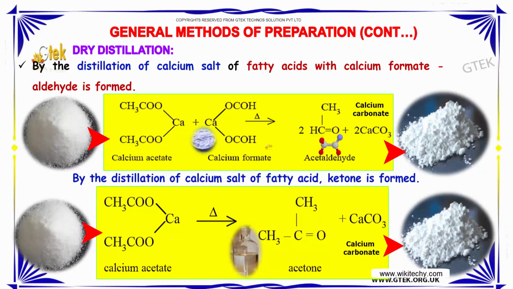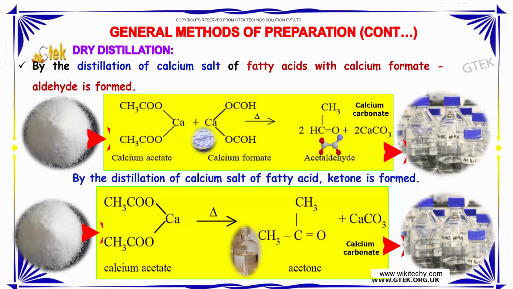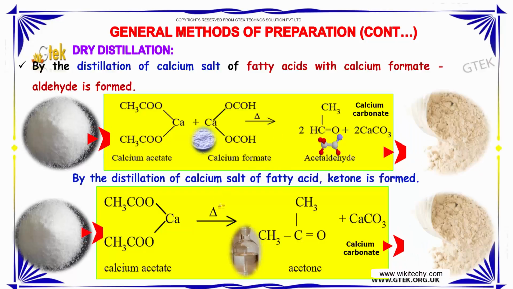Let us now discuss the dry distillation methods of the preparation of aldehydes and ketones. They can also be prepared by distillation of calcium salts of fatty acids with calcium formate. Aldehydes are formed. For ketones to be formed, we use the distillation of calcium salts of some fatty acids. For example, if we take 2 moles of calcium acetate and heat them, we obtain acetaldehyde along with calcium carbonate. Whereas if we heat only calcium acetate at high temperatures, we obtain acetone and calcium carbonate again.